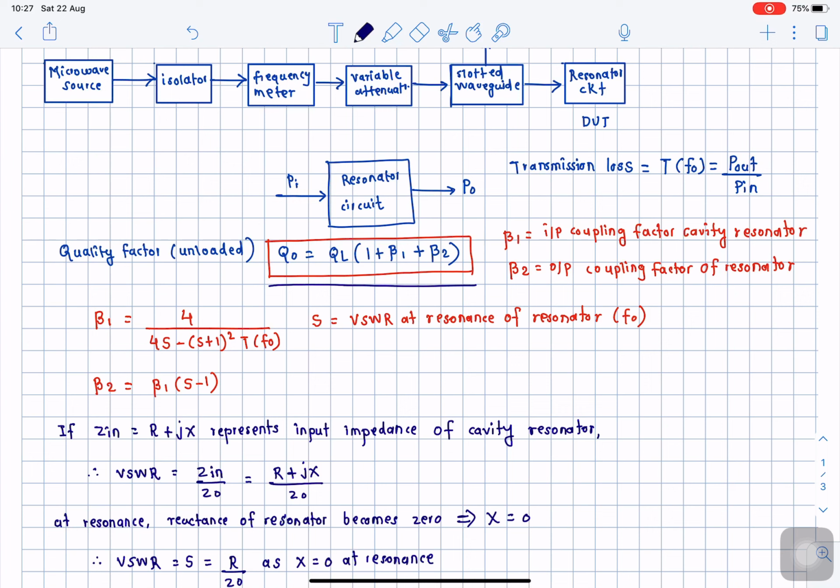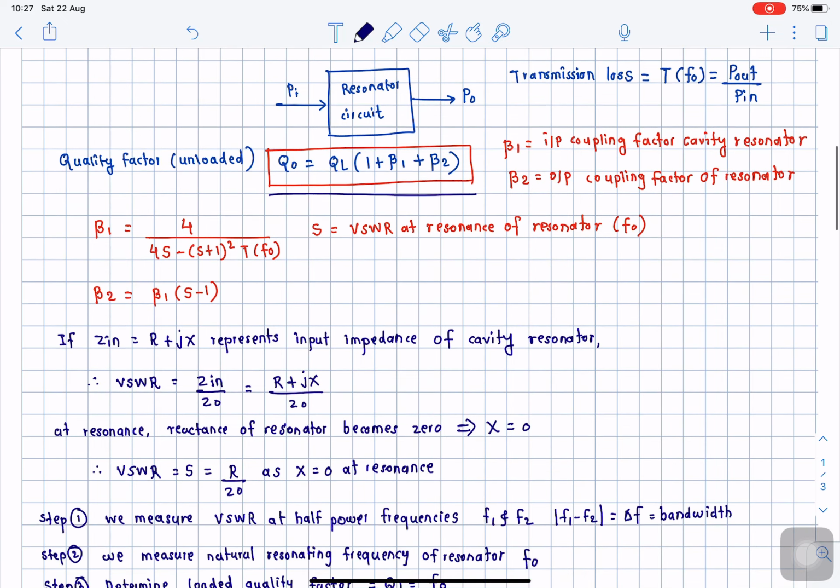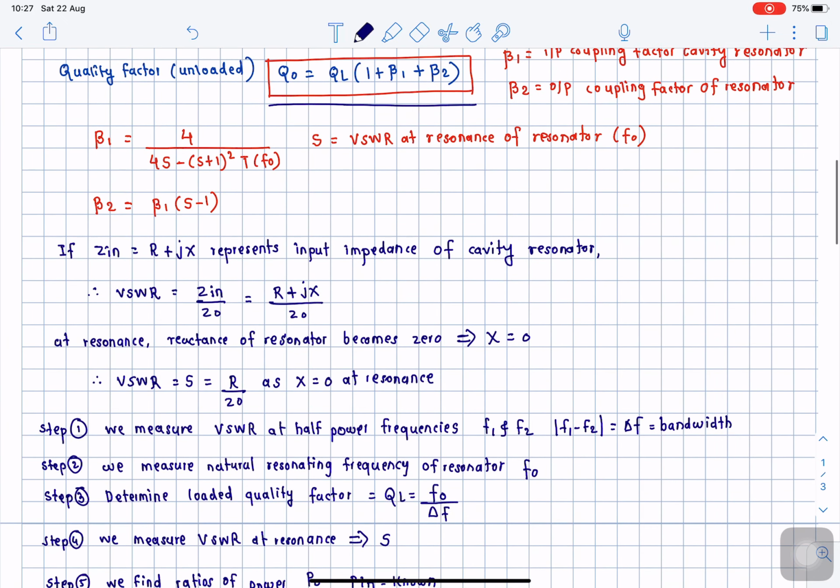Once we know the output power, we can calculate the transmission loss, right? The next job over here is to measure the standing wave ratio at the resonance. Once the standing wave ratio is obtained at the resonating frequency f0, then we can calculate the coupling factors at the input and output of that resonator.